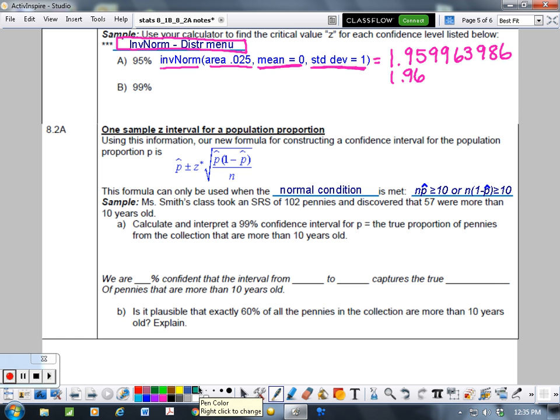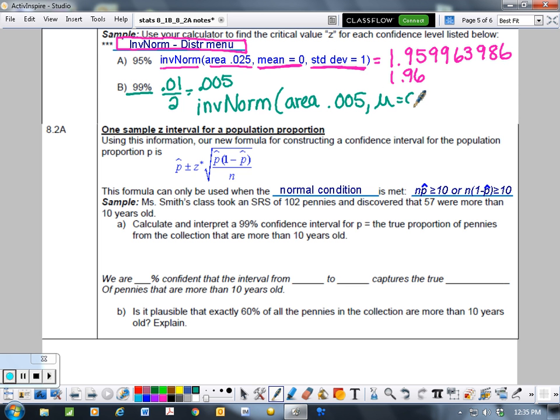Okay, so the next problem, what if I had a 99% confidence interval? Well, what percentage is left? 1%, which looks like 0.01. And then I divide that by 2 because I've got my two tails, and I get 0.005, which means to find my critical z-value, I'll inverse norm. My area would be 0.005. My mean is 0, and my standard deviation is 1. And that'll help me find that critical z-value.